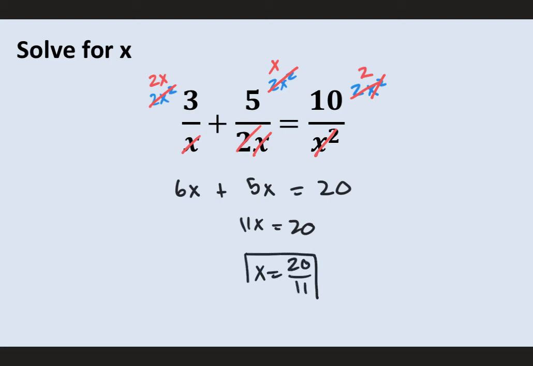Box your answer. Now always double check, since we have some variables on bottom. Nope, that's not going to make a 0. That's not going to make a 0. That's not going to make a 0. So this is our valid final answer.